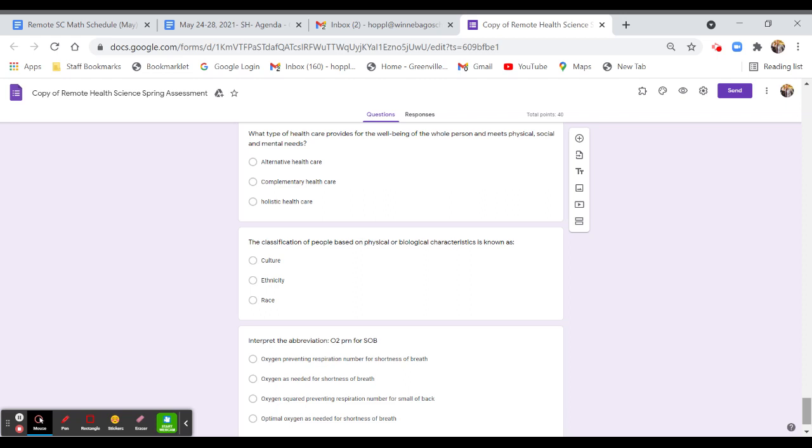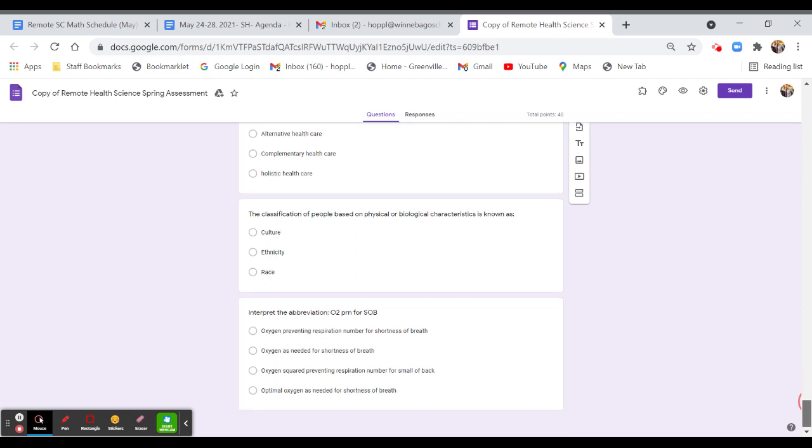What type of healthcare provides for the well-being of the whole person and meets physical, social, and mental needs? Alternative healthcare, complementary healthcare, or holistic healthcare? The classification of people based on physical or biological characteristics is known as culture, ethnicity, or race.